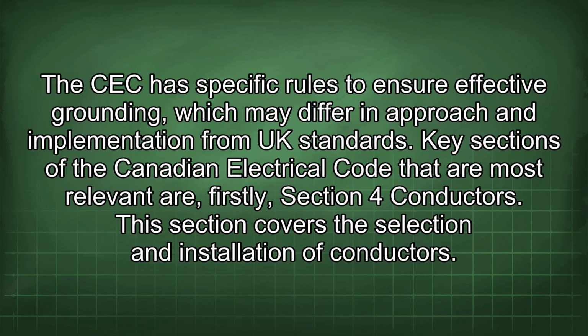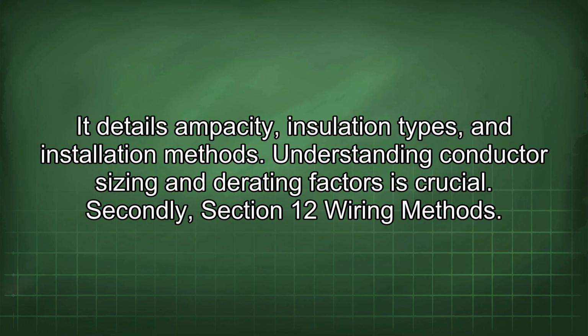Key sections of the Canadian Electrical Code that are most relevant are, firstly, Section 4 Conductors. This section covers the selection and installation of conductors. It details ampacity, insulation types, and installation methods. Understanding conductor sizing and derating factors is crucial.